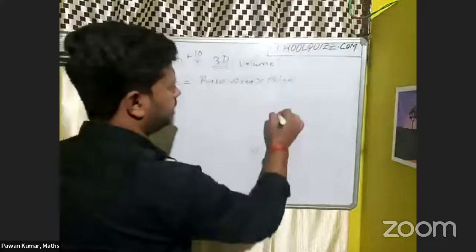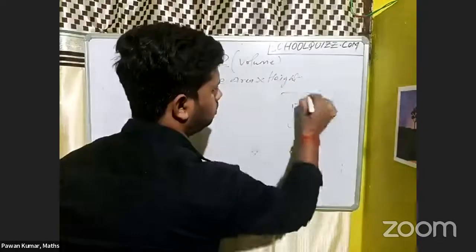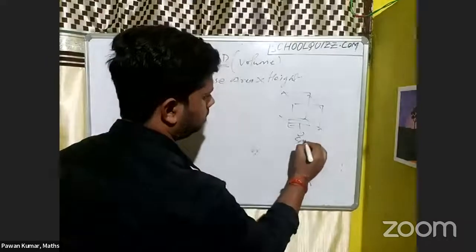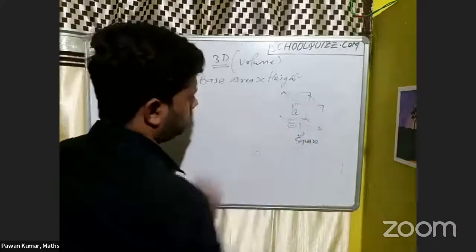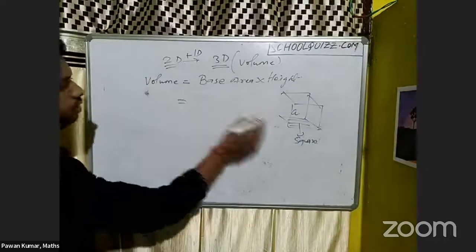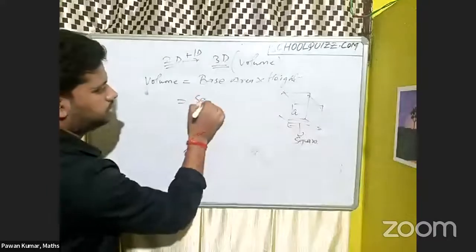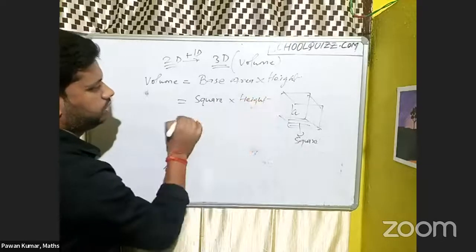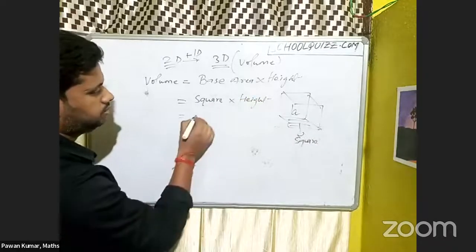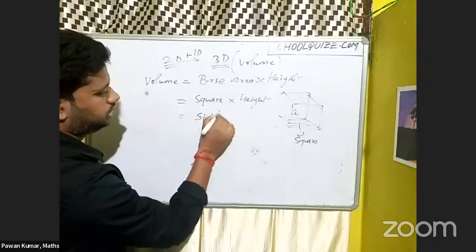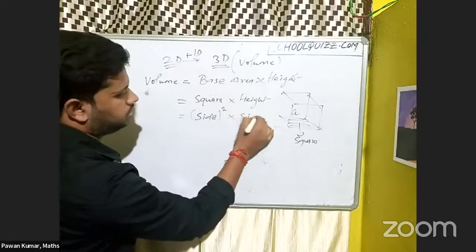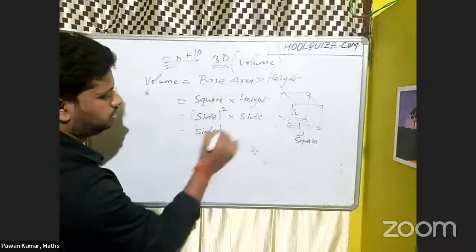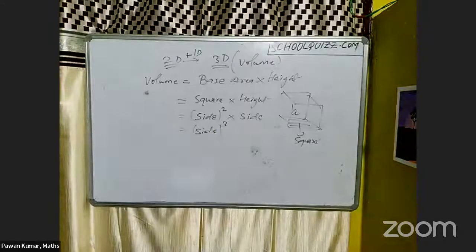So if I am talking about the cuboid, let it be a cube. What is the base here? The base is a square, and one height is added there. So the volume of this is one square area into height. The area of this square is side square, and one more side is included because length, breadth and height are the same, so we get side cube.